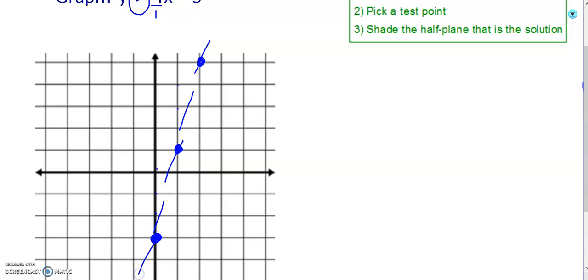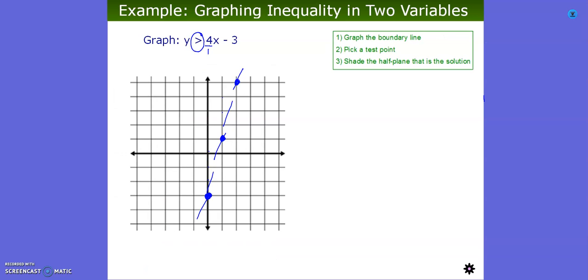We're going right up to the dashed line, and that is a poorly drawn dashed line, but you get the picture. Let me zoom out a little bit. There you go. So that's our dashed line. You can even draw a full line and then erase. But next we're going to go ahead and pick a test point. That's part 2. We graphed it. We did our boundary line correct. We dashed it. And now we're going to pick a test point.